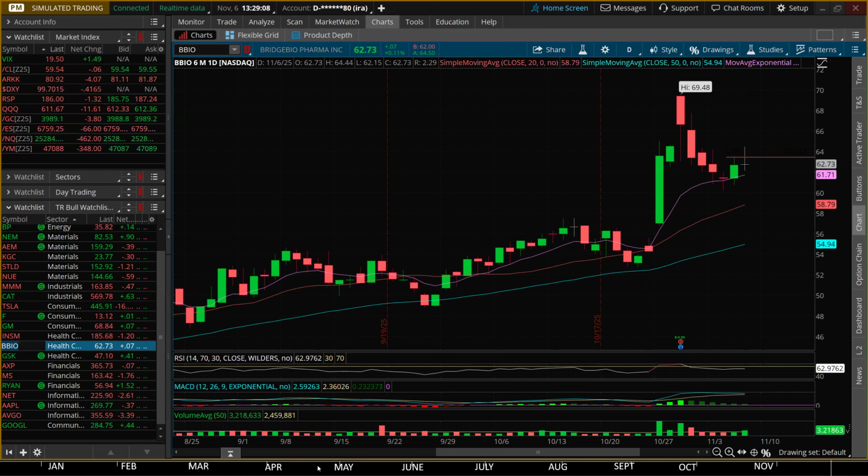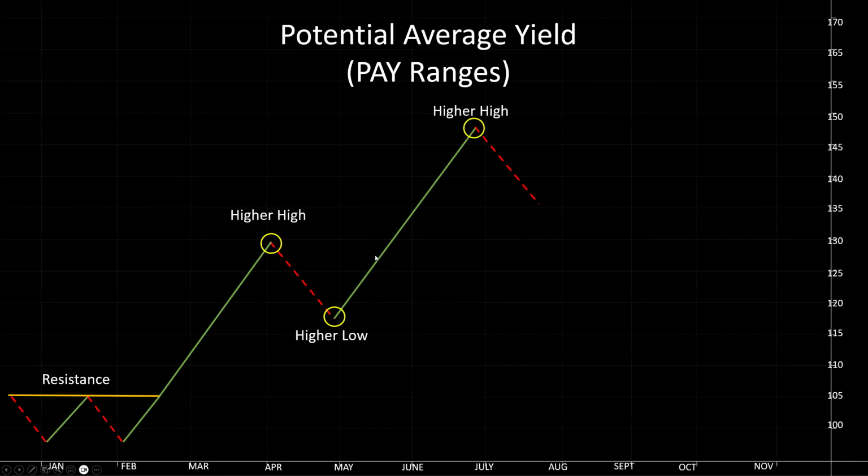And so when we're once again talking about potential average yield, it is the study of how far something will run from the starting point to the ending point in a trend. The patterns within a trend. Does that make sense, everybody? Does that kind of bring it home to understand the concept?